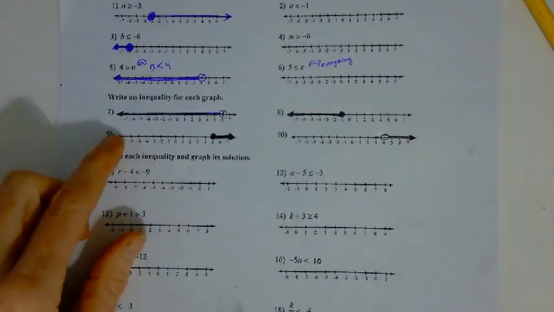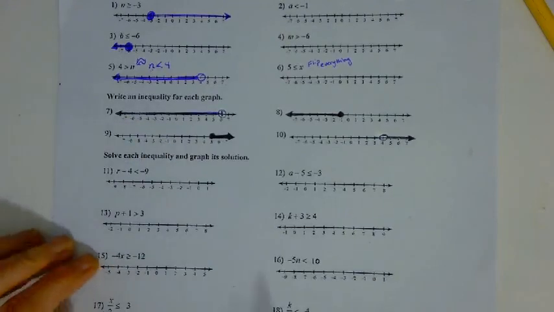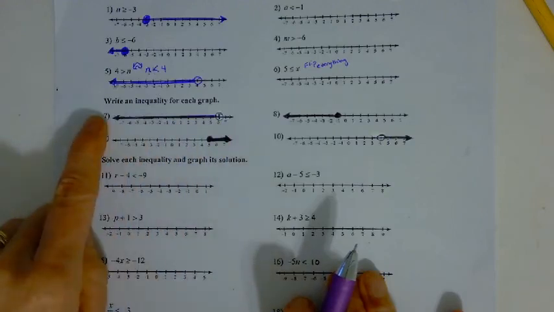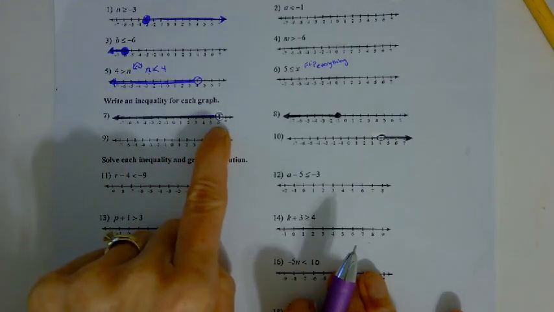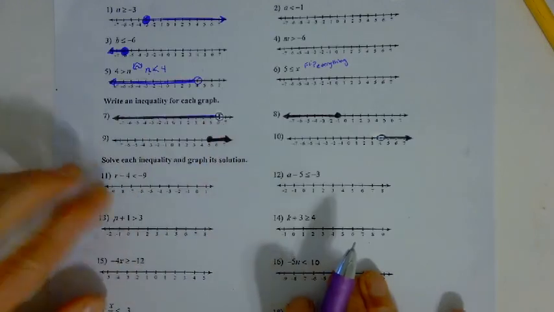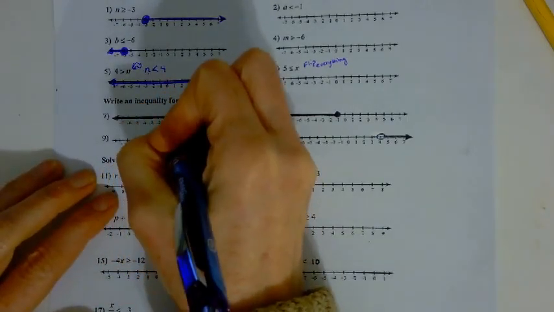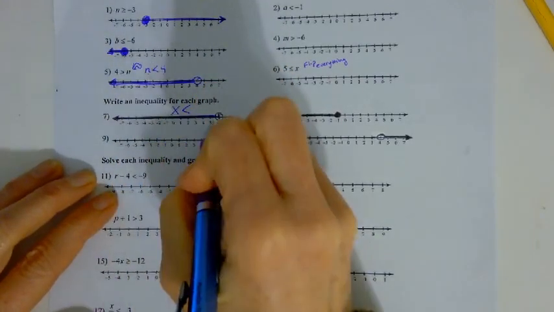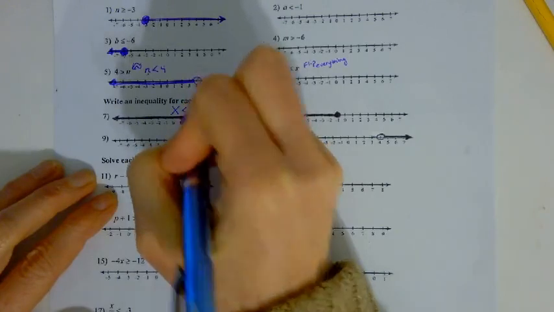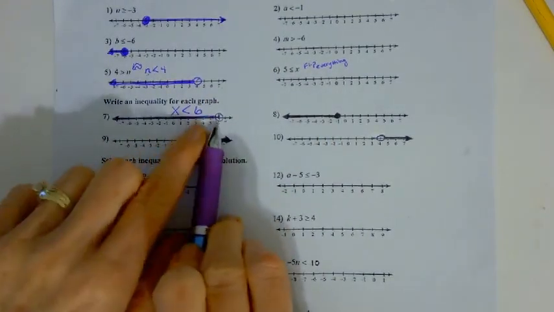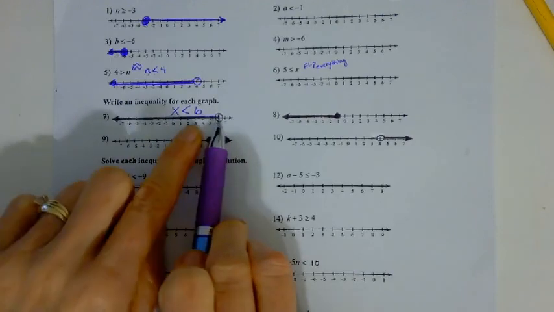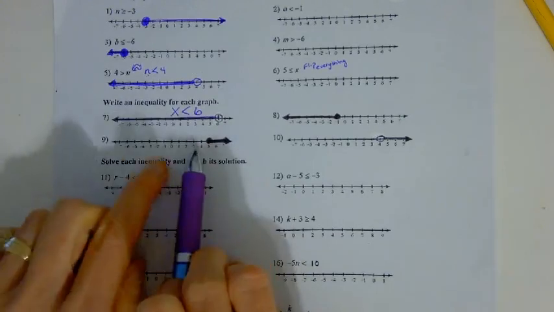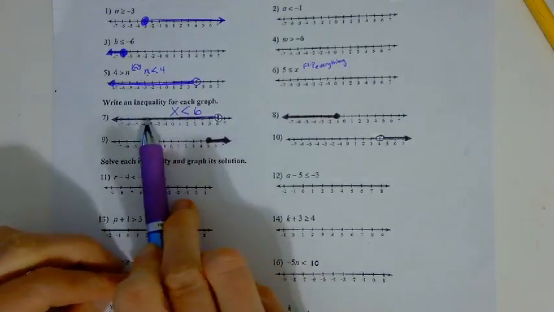Now for number 7 through 10, you're going to write the inequality. So for number 7, I can see that we want all the numbers that are less than this boundary number right here, 6. So we write that like this: all the numbers x that are less than 6. That's what this graph is telling us. Now the bubble is not filled in, so we don't want to include 6. So we don't put the equal sign. We just have all the numbers less than 6.